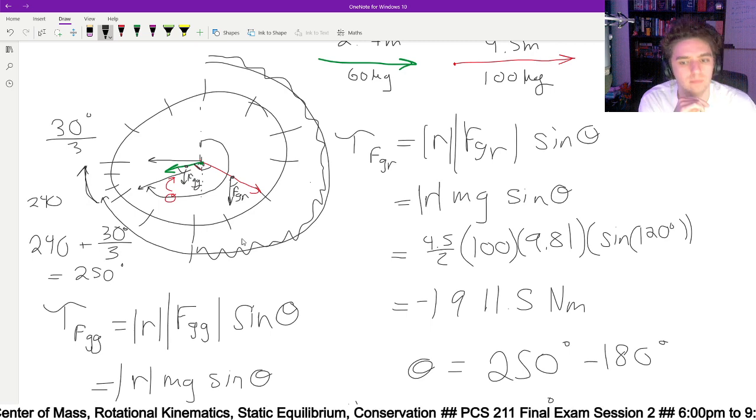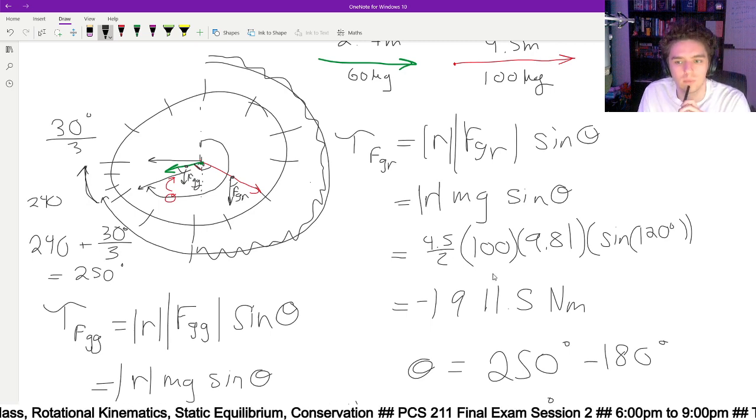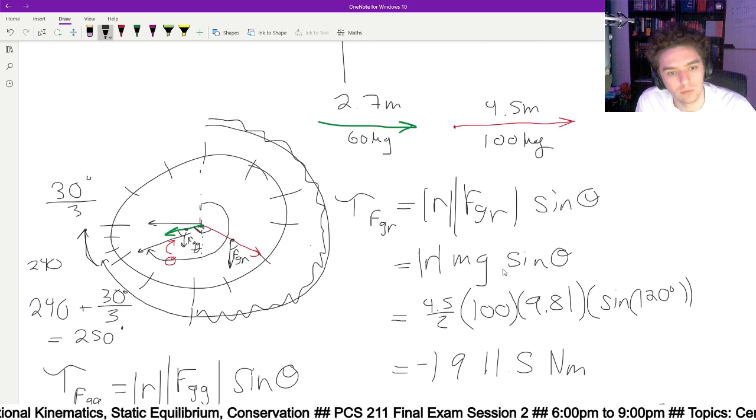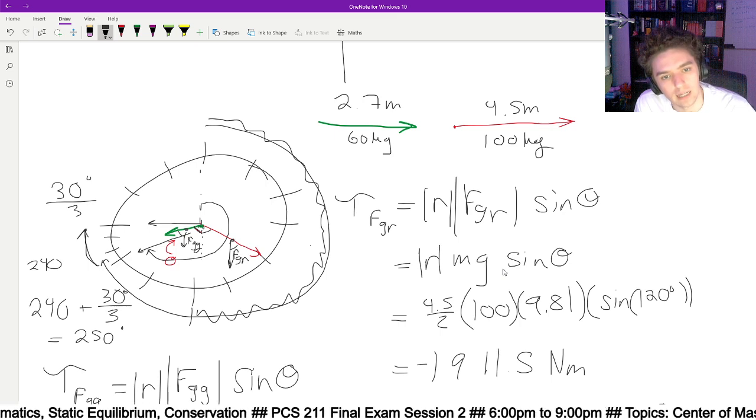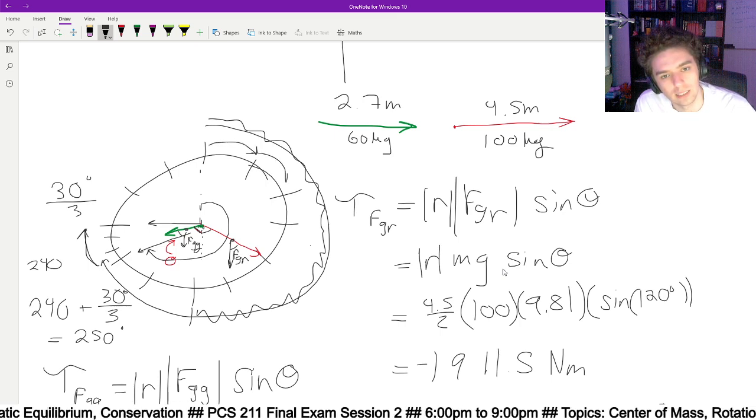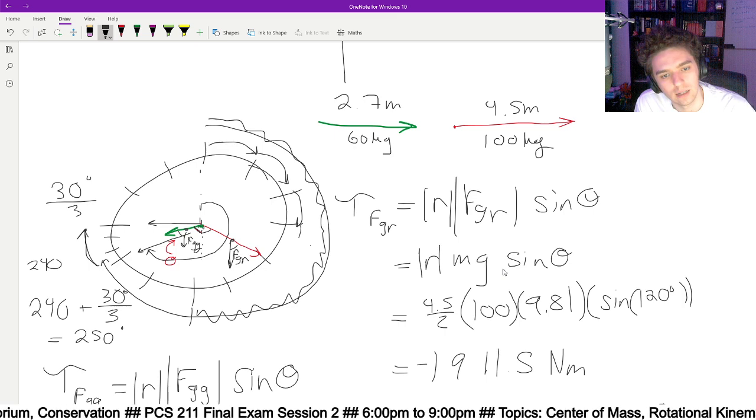For the red one, how is it 120 degrees? Well, just from here. What I did is I said, okay, well, it's 30, 60, 90, 120.